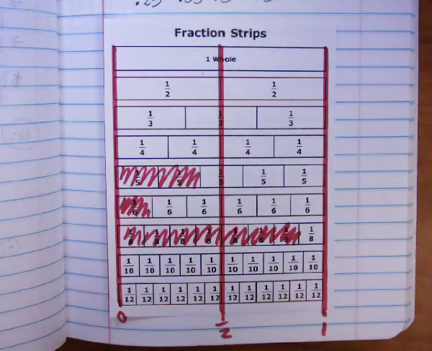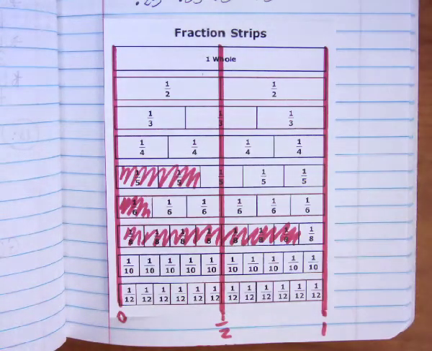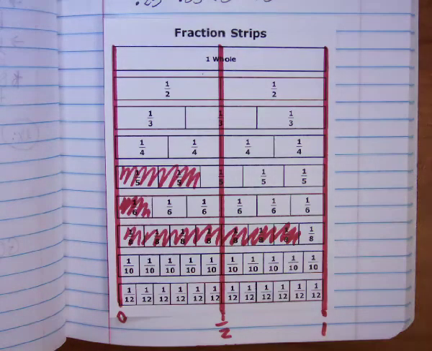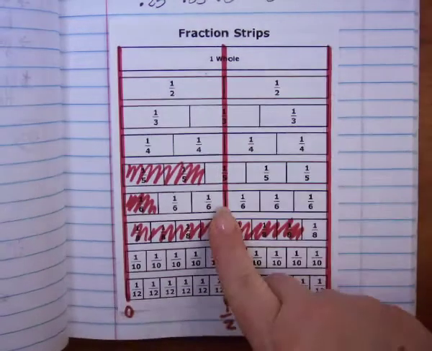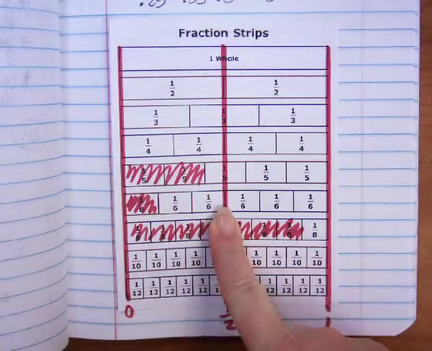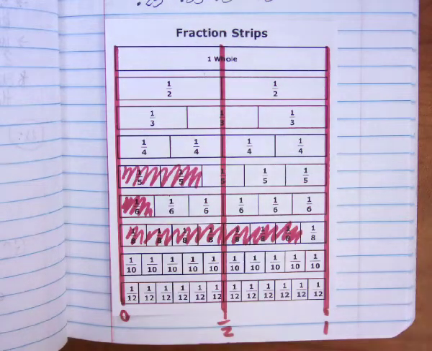And make a line down the left to show 0. And then make a line down the middle to show 1/2. And make a line to the far right to show 1. This is just for you visual people, a good way to see where 0 is, where 1 is, and where 1/2 is.